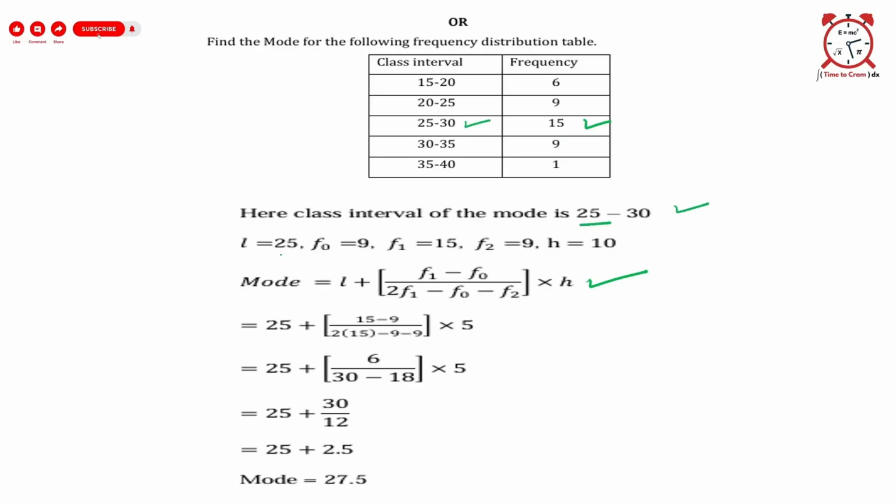Its lower limit is L, so L equals 25. And f0 is what? The frequency of the preceding class interval, so f0 equals 9. Same way, f1 is the frequency of the same class, the modal class. And f2 is the frequency of the next class of the modal class. And h is the class size, which we calculate by subtraction. You can see that everywhere the class size is 5. We will keep all the values properly, then we will get the mode equal to 27.5.